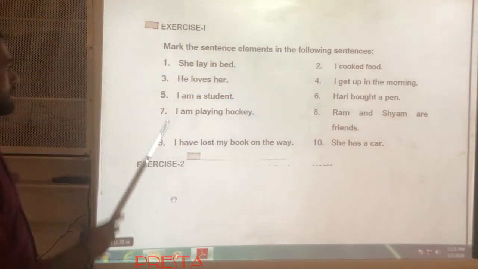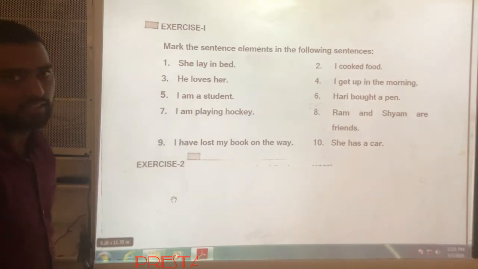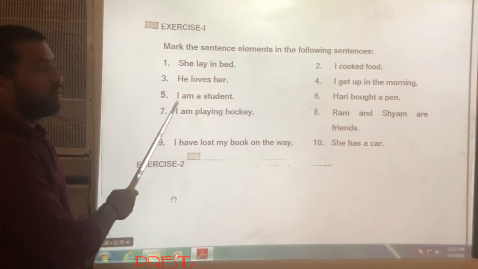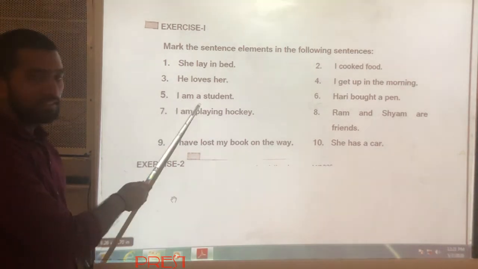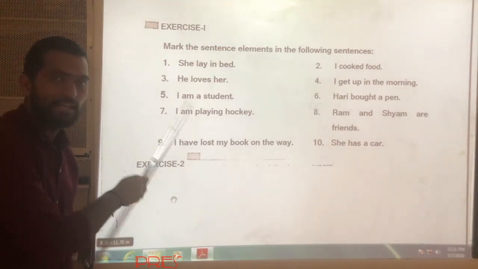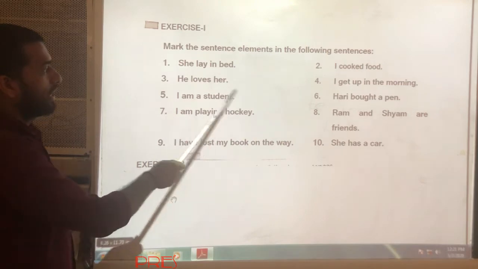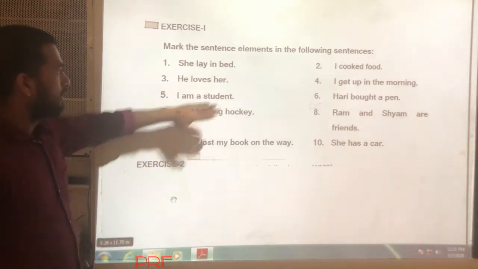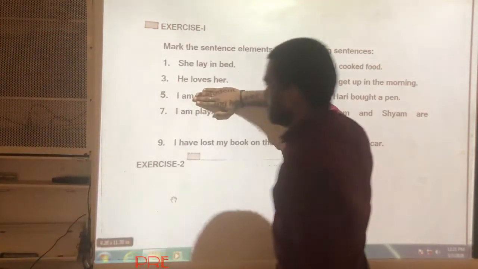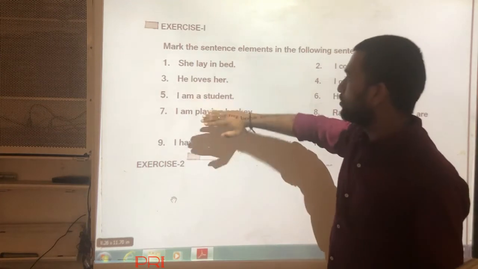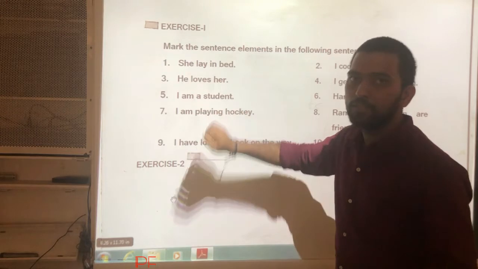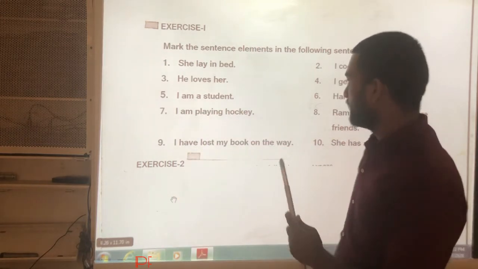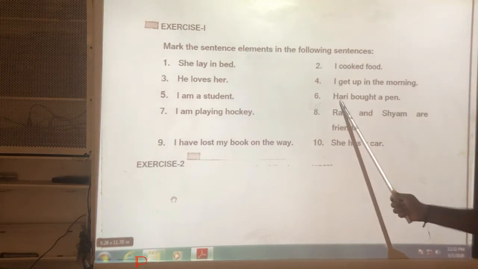In the same way, I am a student. Here, who is the student? I am. So this is a subject. Am means it is a verb. It is considered as verb. And student means, for example, if I say only I am, there is no meaning. So student tells about I. So that is why student is called complement. Understand?